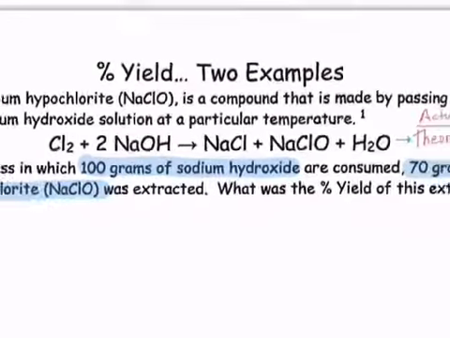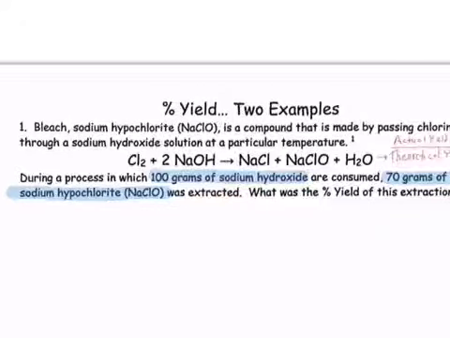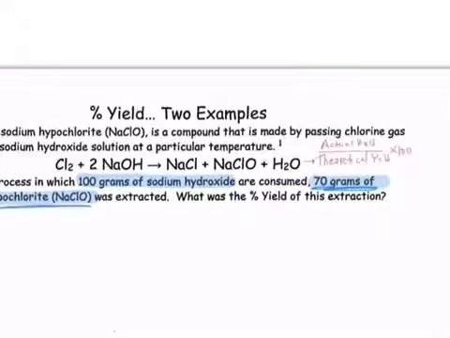So how do I do this? Well, it tells me that when I run the experiment, I get 70 grams of sodium hypochlorite out. And so I want you to think about, is that my theoretical or is that my actual? Well, I ran the lab, and now I get 70 grams out of it. So that's my actual yield, 70 grams. So I know that right off the bat. This will usually be given to you in the problem. Our theoretical yield, that's what we need to calculate. In a perfect world, what should I have gotten out?